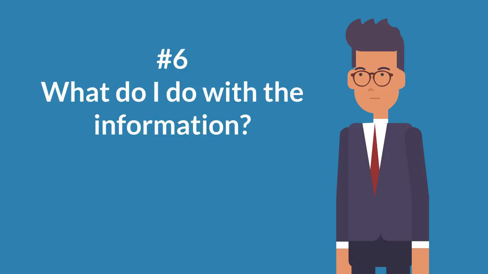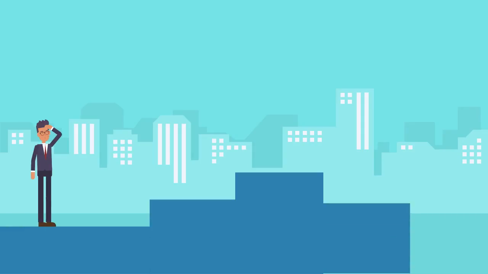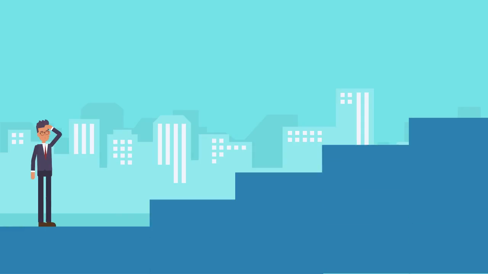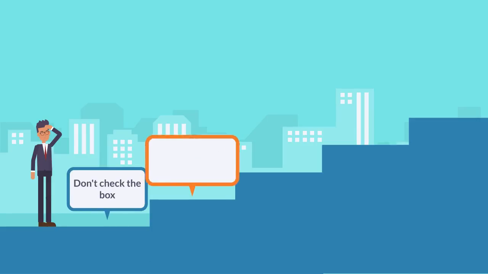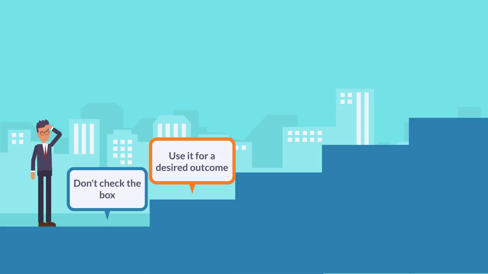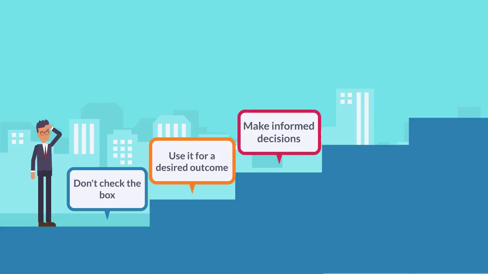Number 6, what do I do with all this information? Remember, the purpose of vendor risk management is not to check a box and say we did it. You want a desired outcome, such as eliminating a vulnerability or mitigating a known risk. As you become better at understanding risk, it can be used to make informed decisions about whether to work with specific vendors. When you understand your vendor relationships better, they become partners in risk management.